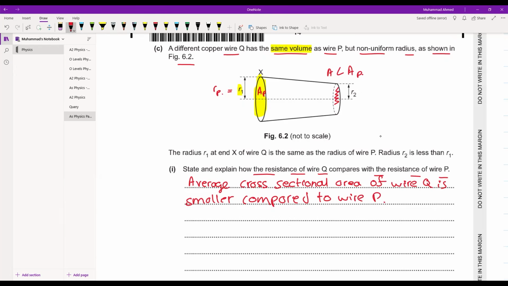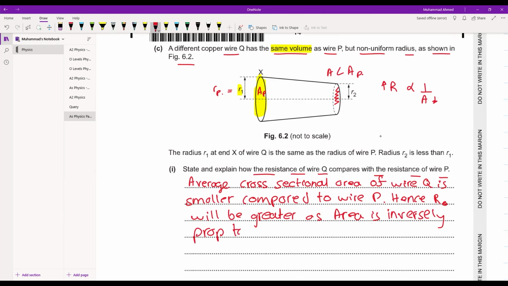Okay, we have studied resistance is inversely proportional to area. If your area is less, resistance of wire Q will be greater. Hence, resistance of wire Q will be greater as area is inversely proportional to resistance. Easy peasy lemon squeezy.